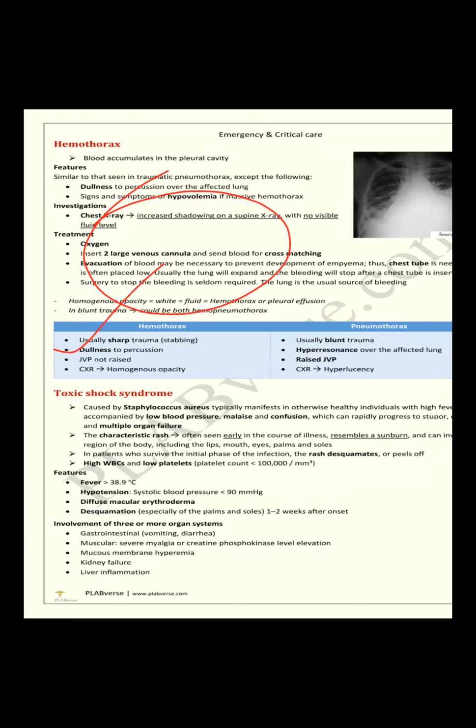Patient presented to my hospital with dullness to percussion. JVP not raised. In hemothorax, JVP is not raised. X-ray shows homogeneous opacity. For pneumothorax, hyperresonance. Pneumo, hyper. It's dull versus hyper. Raised JVP. Don't be confused with muffled heart sound. Exam question: if raised JVP with muffled heart sound, the answer is cardiac tamponade, because muffled heart sound is never possible in pneumothorax. Hyperresonance of the lung field all goes towards pneumothorax.